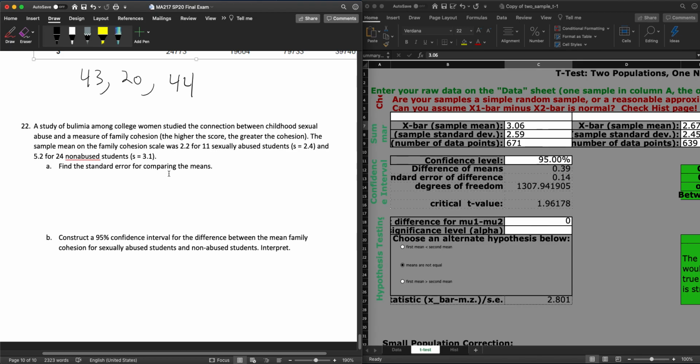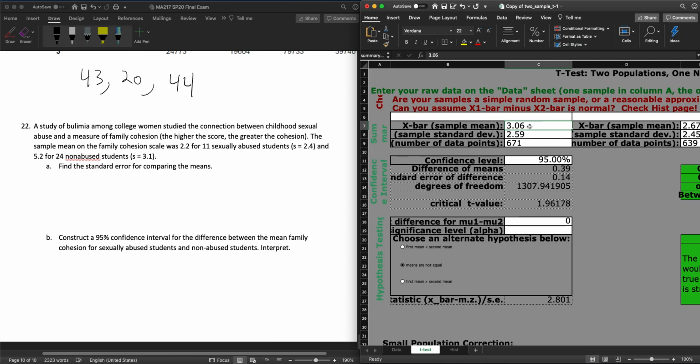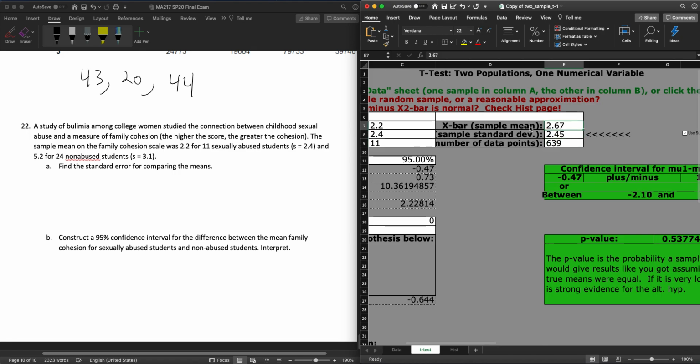We first want the standard error for comparing the means. We could certainly do that by hand, but we could also use the template I have here to the right. So we had the sample mean of 2.2 for the first one, sample standard deviation 2.4, sample size of 11. The second one here, we had a mean of 5.2, standard deviation of 3.1, and sample size of 24.